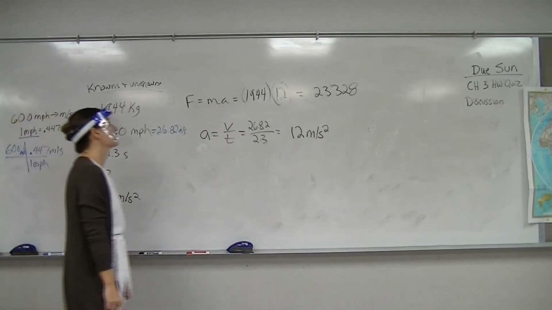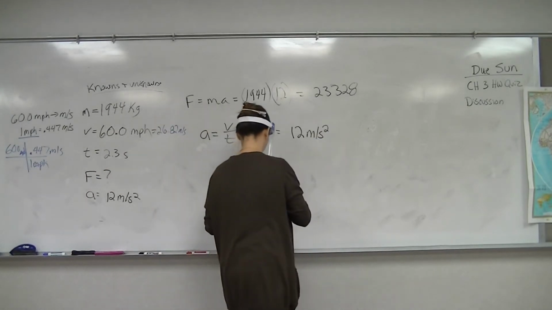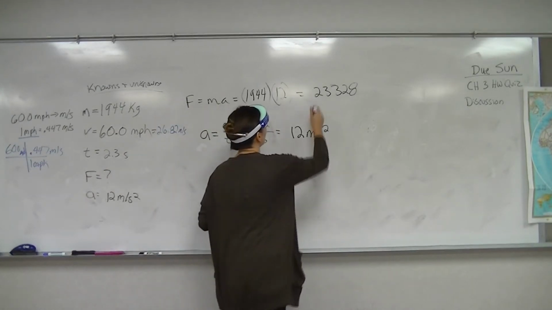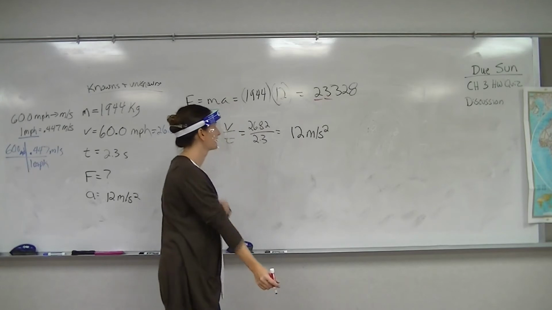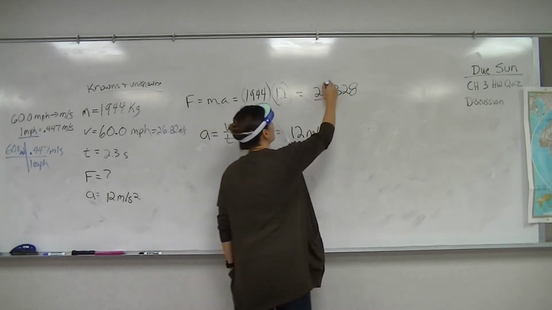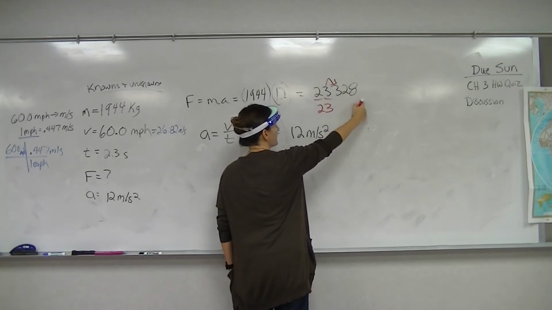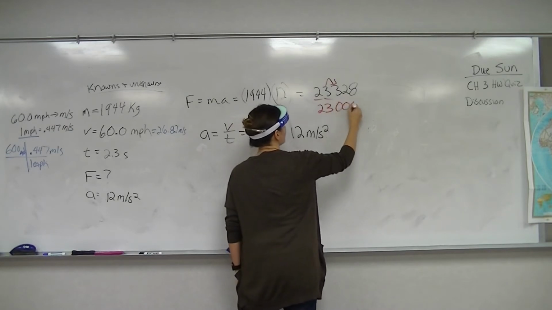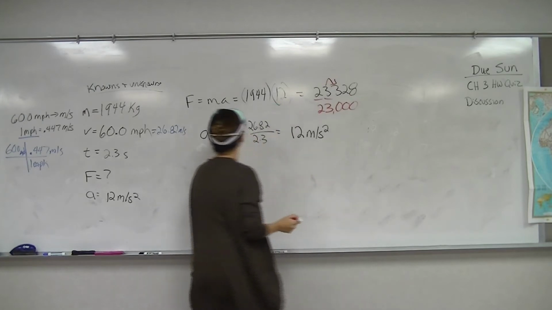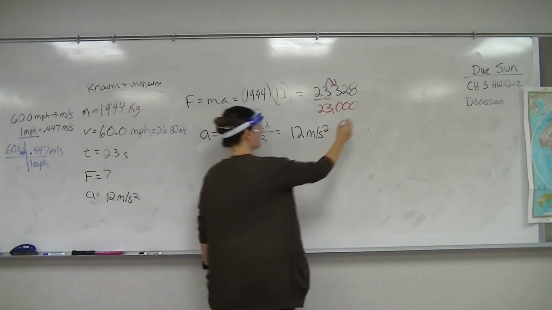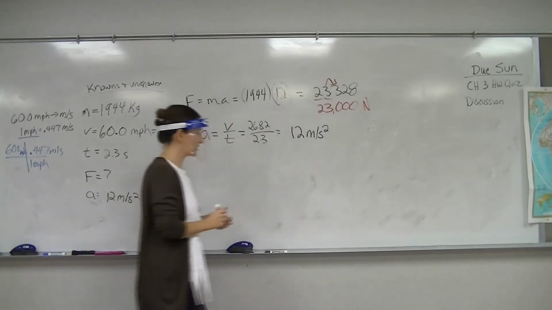We said 2 sig figs. So 23, and then we need zeros for all of those numbers because we want to stay in the 23,000 range. Since it's a force, newtons is going to be my units.